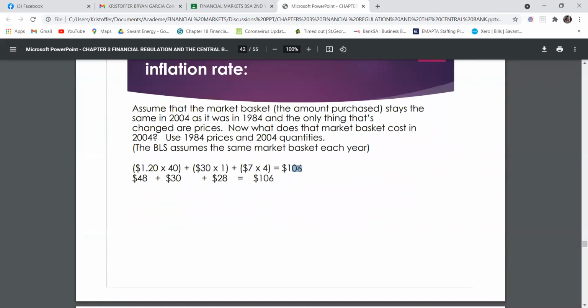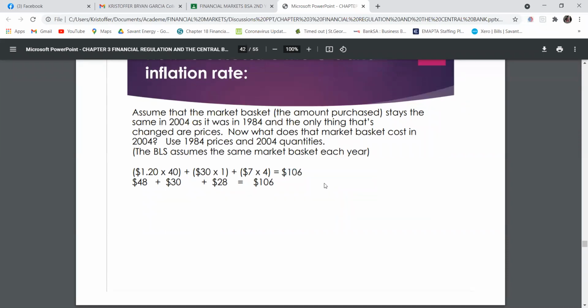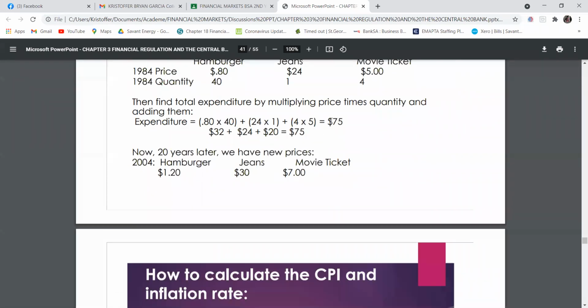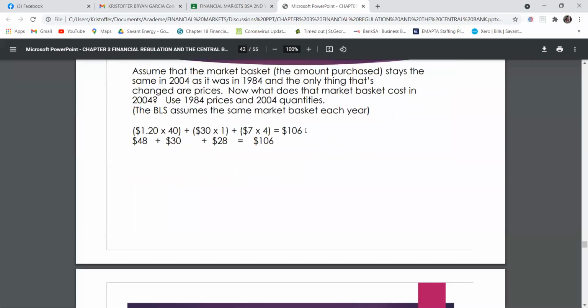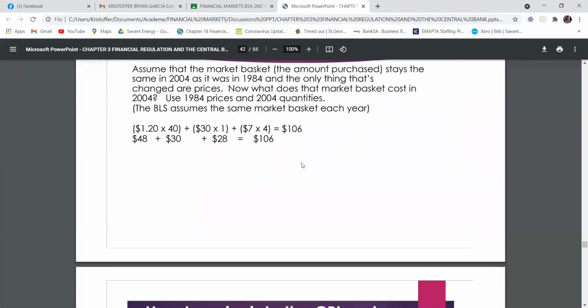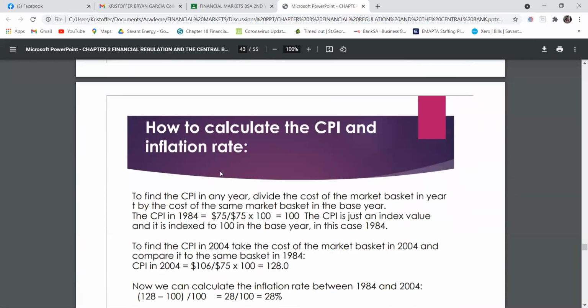So ibig sabihin, 1984, ang gastos mo is $75. 20 years later, yun pa rin yung kinakain mo, isang beses ka pa rin bumili ng pantalon, 4 na beses ka pa rin manood ng movie sa buong taon. Pero ang gastos mo na sa halip na 75, dito, naging 106. So, ayun, how to calculate the CPI and inflation rate.